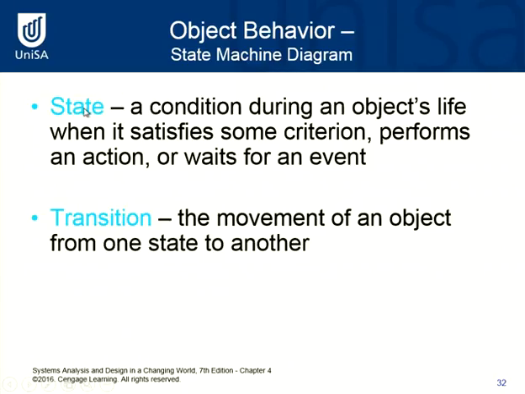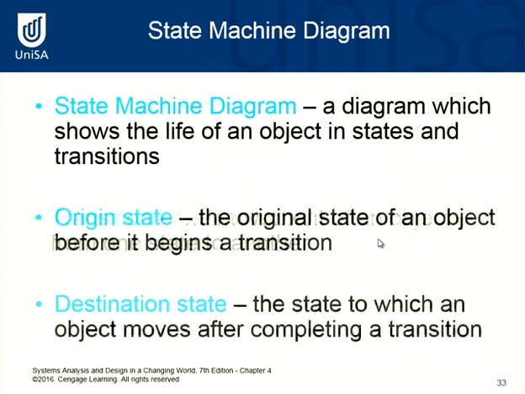So we have something called a state, which is a condition during an object's life. We have a transition, which is the movement of an object from one state to another. Put a few things together and it forms a state machine diagram. Now from a state machine diagram, we need to have an origin state. So we need a starting point. That starting point is called the origin state.